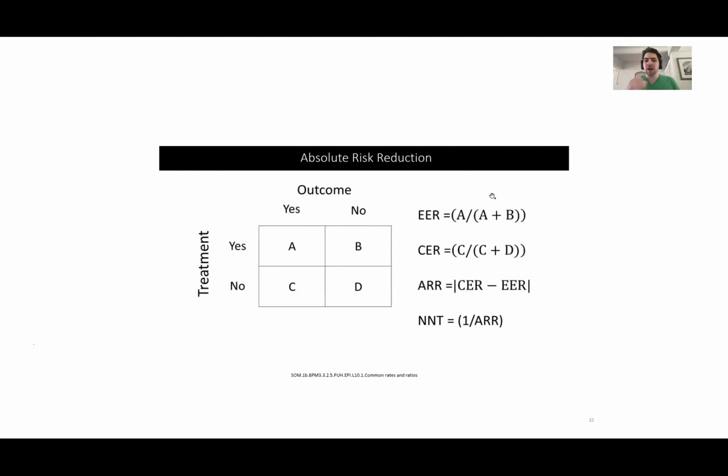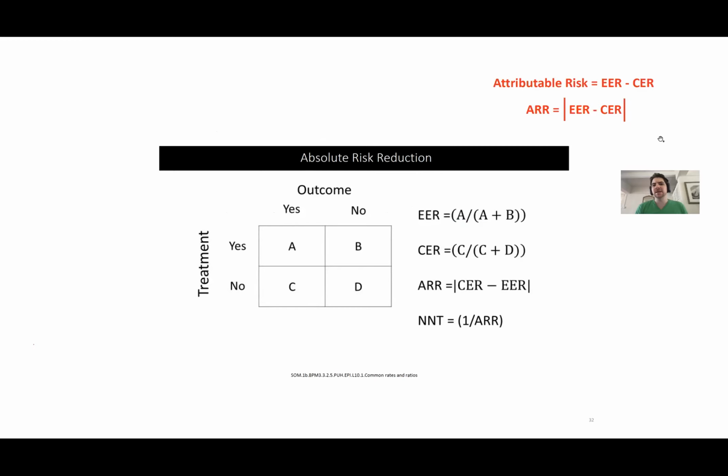So also you could do absolute risk reduction. Again, they're going to have to make it very straightforward for you on the test. They're going to ask you what exactly you're looking for. How do you calculate the absolute risk reduction? So we know that this is the case. Attributable risk is the EER, or this, minus the CER, this.